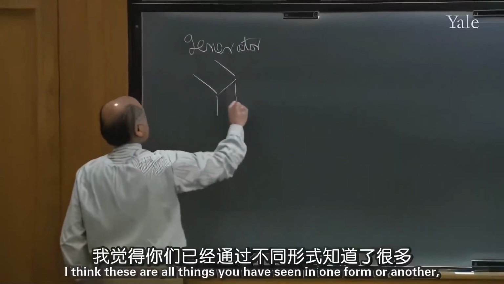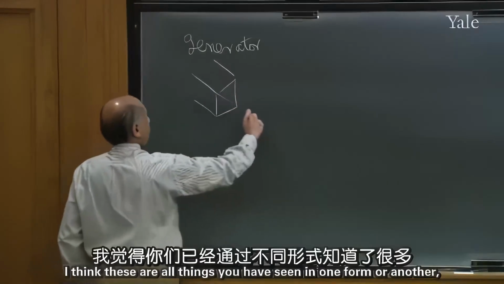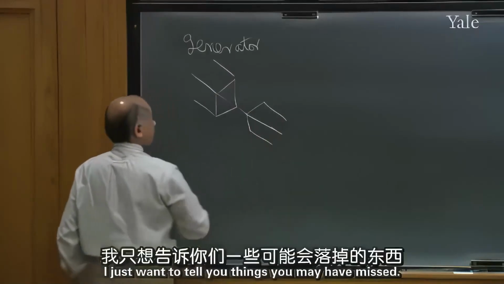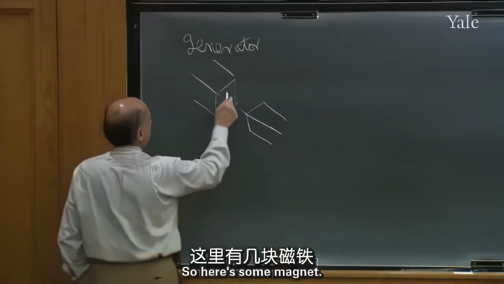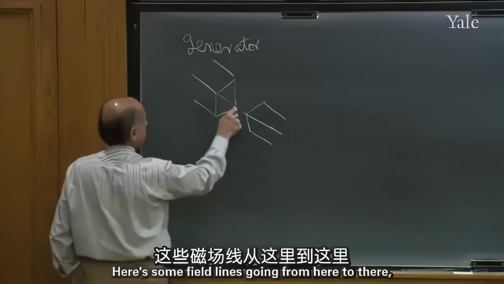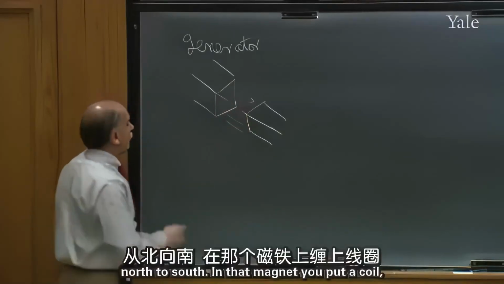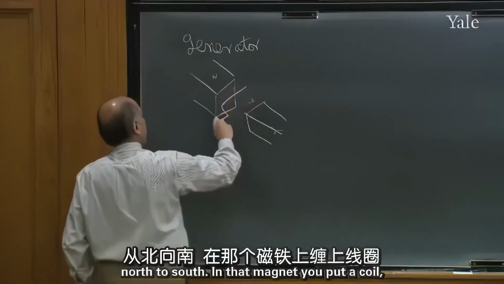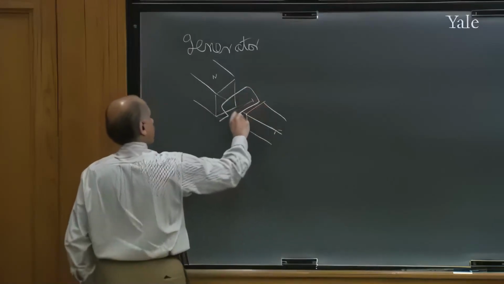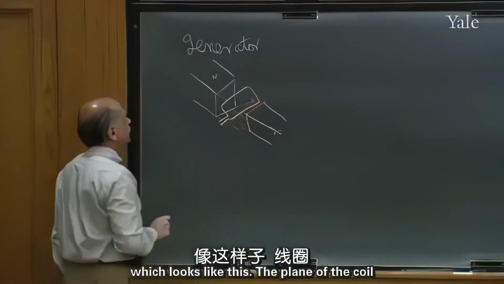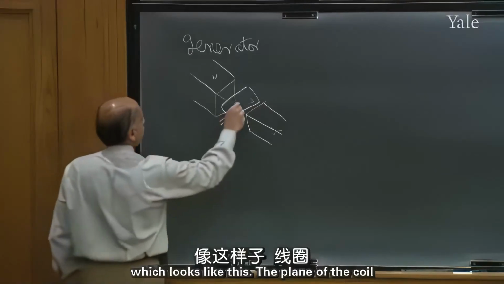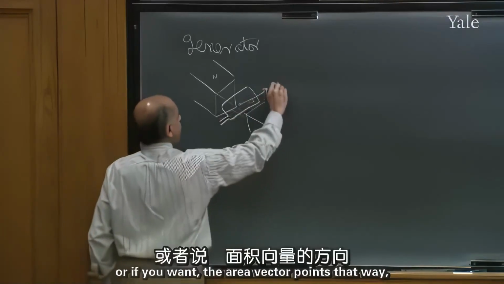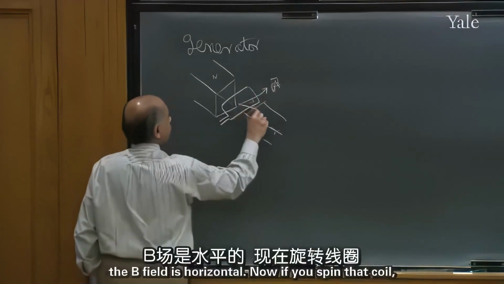By the way, I think these are all things you have seen in one form or another, so I'm not going to put too much energy into these things. Just want to tell you things you may have missed. So here's some magnet with some field lines going from here to there, say north to south. In that magnet, you put a coil which looks like this. The plane of the coil is pointing in that direction, or the magnetic moment, or if you want the area vectors point that way, the B field is horizontal.